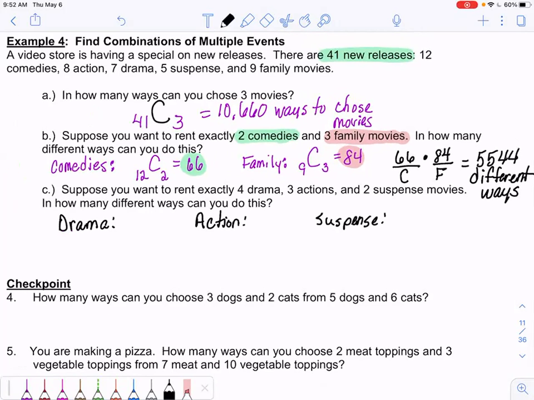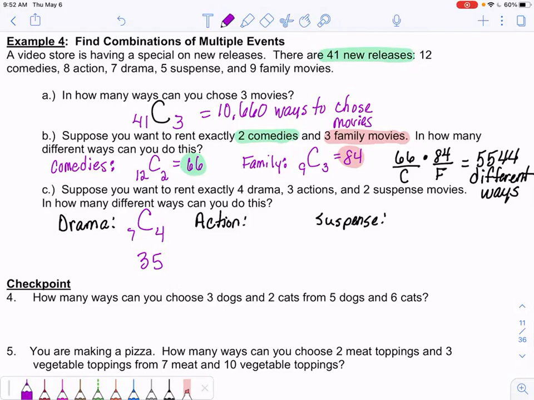How many drama movies are there to choose from? Jason, how many drama movies are there to choose from? And we want to pick 4 of them. What is 7C4? 35.